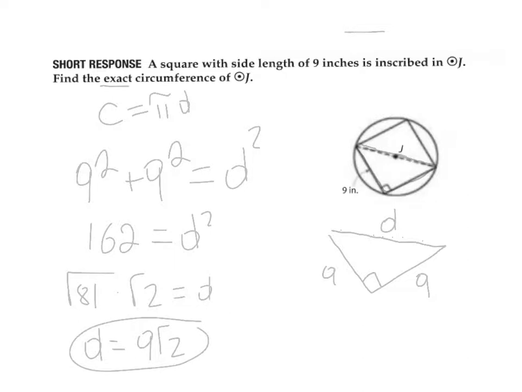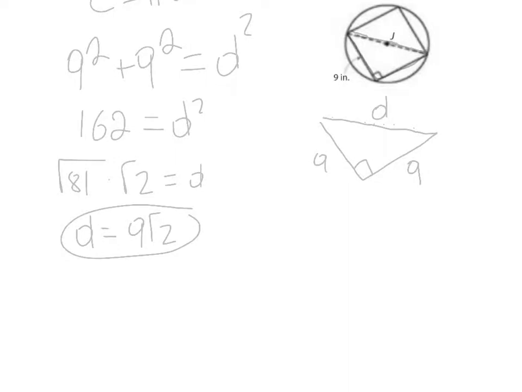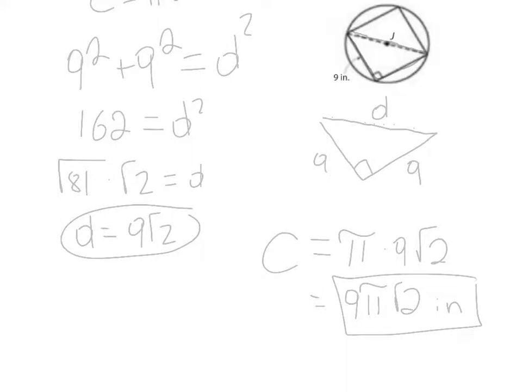So how do you find the circumference? Circumference would be C equals pi times 9 radical 2. You can rearrange it. Most books will write it 9 pi radical 2. So you could say also 9 pi radical 2, and the units are inches. So this is the answer to this question.